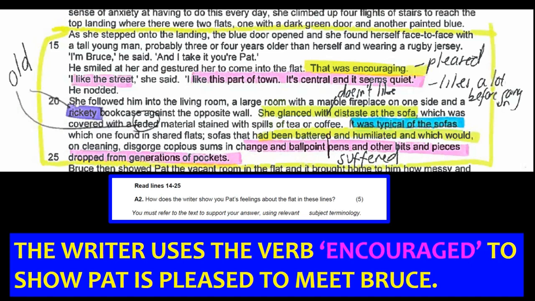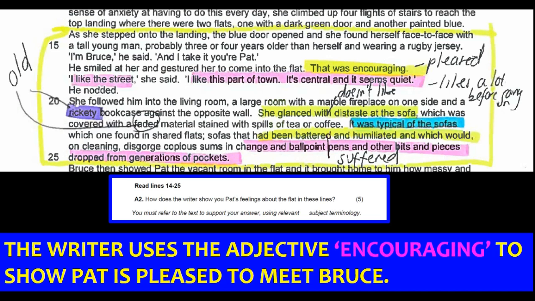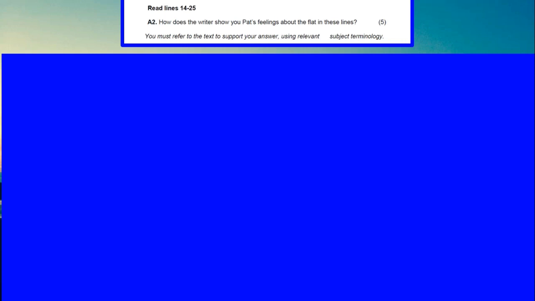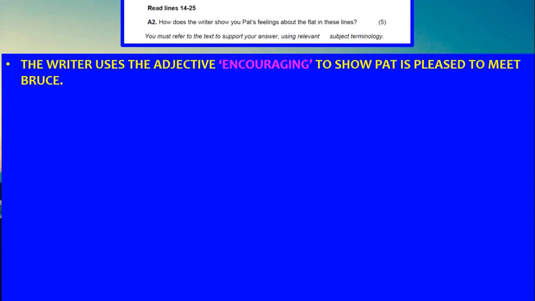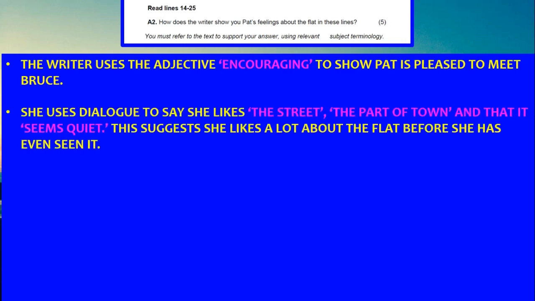So if we put that in a really simple sentence for 1 mark, if we look at the adjective encouraging, a simple sentence could be: the writer uses the adjective encouraging to show Pat is pleased with Bruce. The question is how does the writer show Pat's feelings? So we're saying the adjective encouraging, what does that mean? Well, it means it's pleased, so she's pleased to meet Bruce. If we look at a few more, the writer uses the adjective encouraging to show Pat is pleased to meet Bruce.